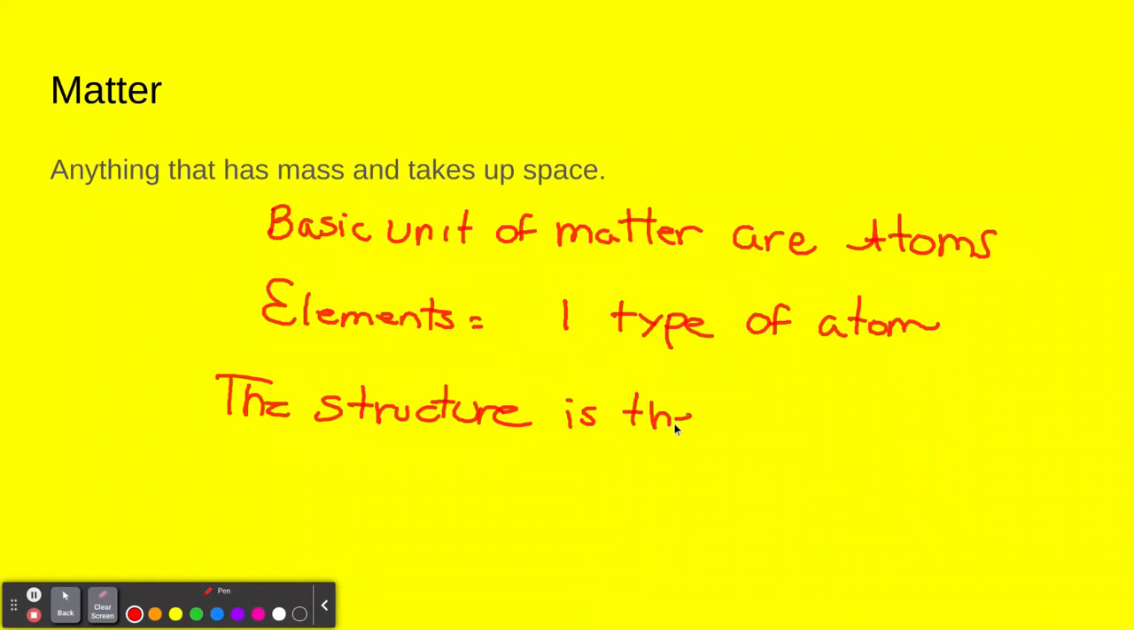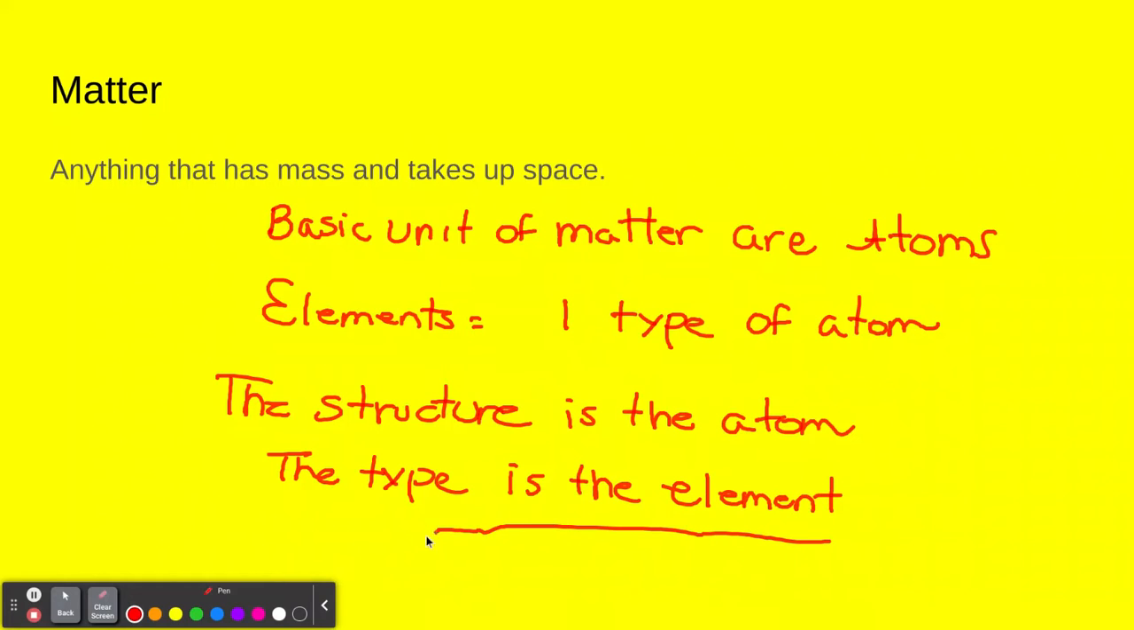So in general, we can say the structure is the atom. We're all made of atoms. Gold is made of atoms, and gold itself, the type, is the element. So it's almost the same thing. An element of gold has atoms in it. An element of hydrogen has atoms in it, and so forth.